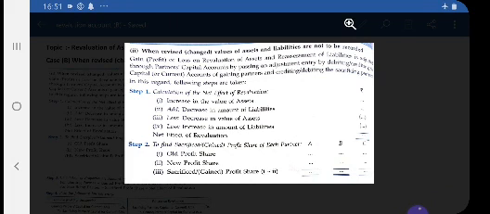Then we have already learned how to prepare revaluation account, what is the rule to prepare revaluation account. On the debit side we show decreases in the value of assets, increases in the value of liabilities and unrecorded liability. On the credit side we show increases in the value of assets, decreases in the value of liabilities and unrecorded assets, and profits are distributed among the partners in their old profit sharing ratio.